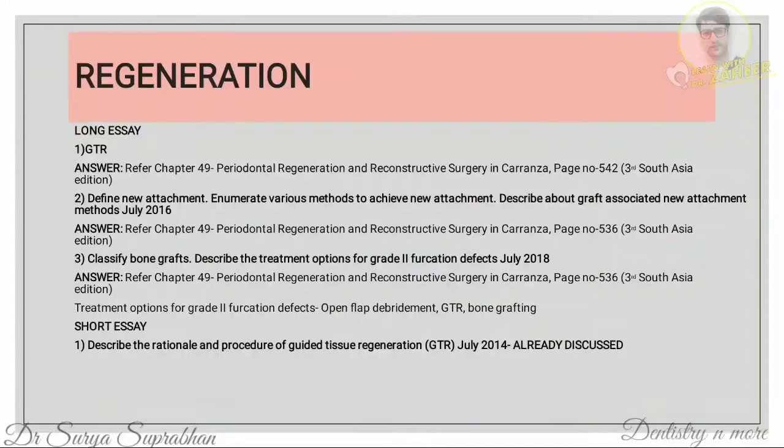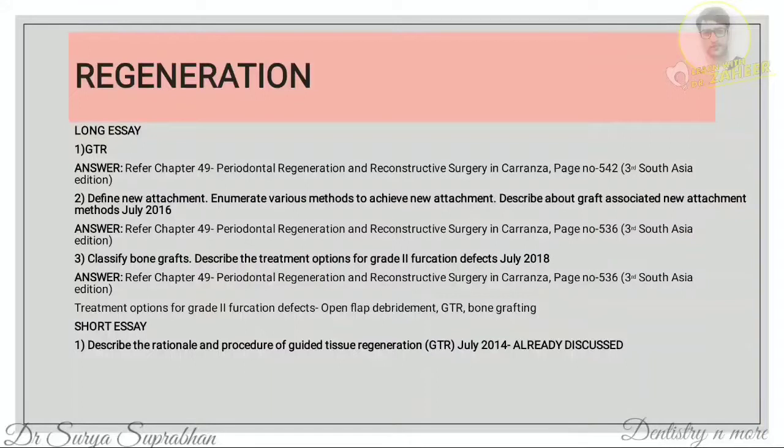Then classify bone grafts, and describe the treatment options for grade 2 furcation defect. For this you have to refer chapter 49, Periodontal regeneration. They have given the classification of bone graft. 3 classifications have been given. First is based on origin, and then the second one is based on the mode of action, that is osteoconductive, osteoinductive, and then comes based on the rate of resorption. It can be fast resorbed, slow resorbed, or non-resorbing. So these 3 classifications should be written in this question.